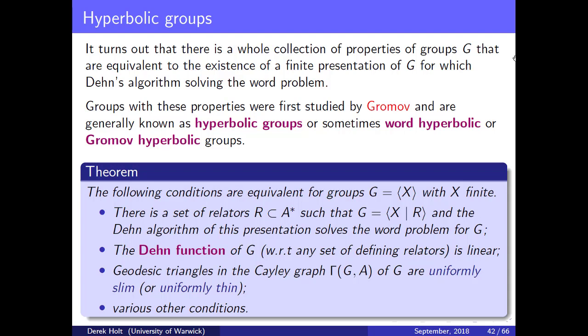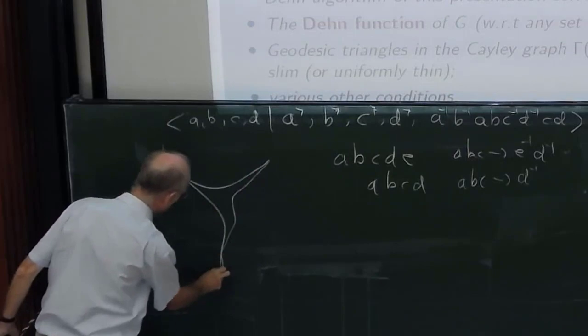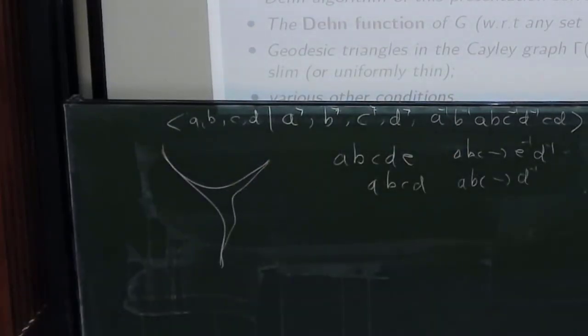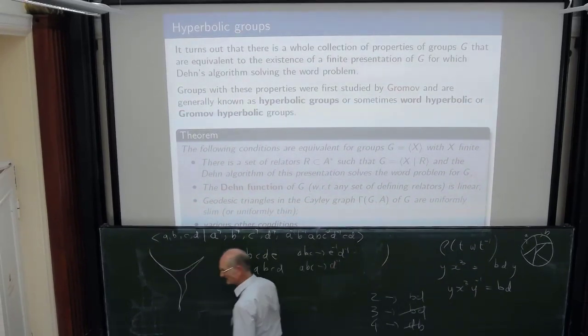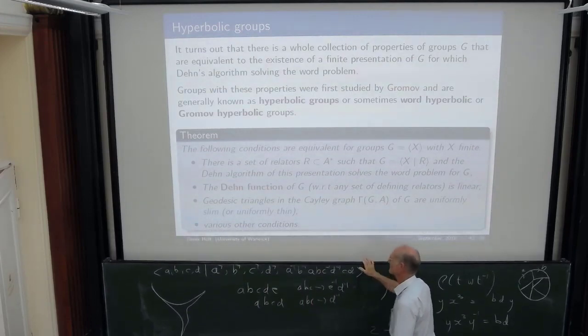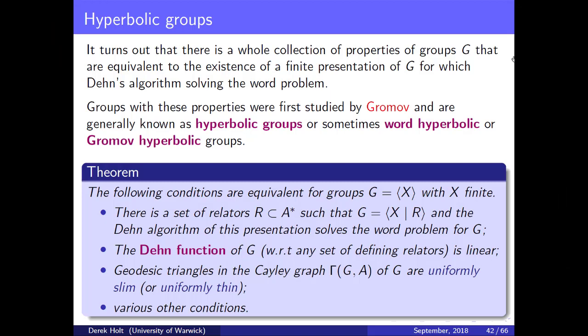The most commonly used conditions are to do with geodesic triangles in the Cayley graph. This is where the hyperbolicity comes in. It's a feature of hyperbolic geometry that geodesic triangles in the Cayley graph are uniformly thin, meaning any point on one side is within a bounded distance from a point on one of the other two sides. These groups arise frequently from actions of groups on hyperbolic space, hyperbolic manifolds and so on. There are other conditions about exponential divergence of geodesics and so on. Okay, so that's hyperbolic.